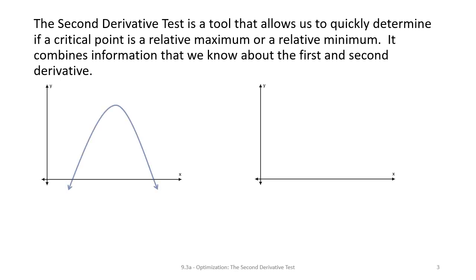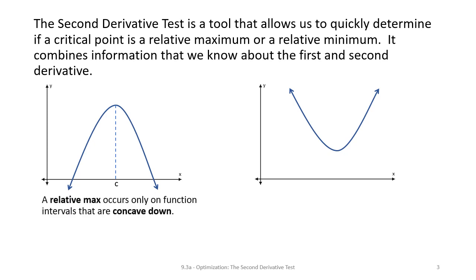So for the first function, we have a function that concaves down, and for the second function, we have a function that concaves up. For the first one, by inspection, we can see that at some point x equals c, there is a relative maximum. In general, we can find relative maximums only on function intervals that are concave down. So in specific, we require a critical point, so the first derivative at that point c has to equal 0, and that it is concave down, or that the second derivative at x equals c is negative.